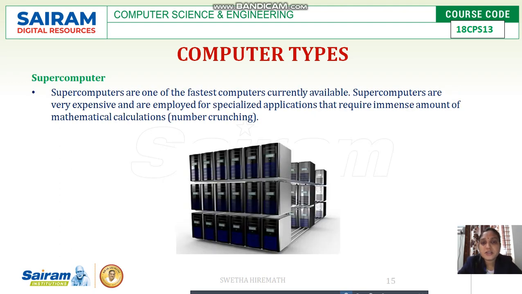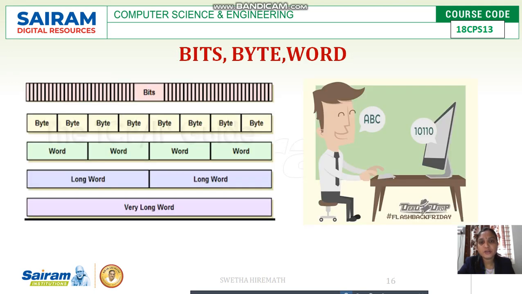Next type of computers are supercomputers. Supercomputers are one of the fastest computers currently available. They are very expensive and are employed for specialized applications that require an immense amount of mathematical calculations. So for calculation purpose, for innovation purpose, for development purpose, you'll be making use of these supercomputers, and they are very expensive, and also they are the fastest computers currently available in our world at present. So this is about the different computer types.